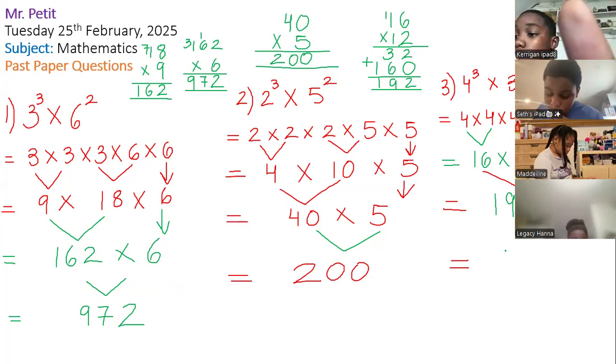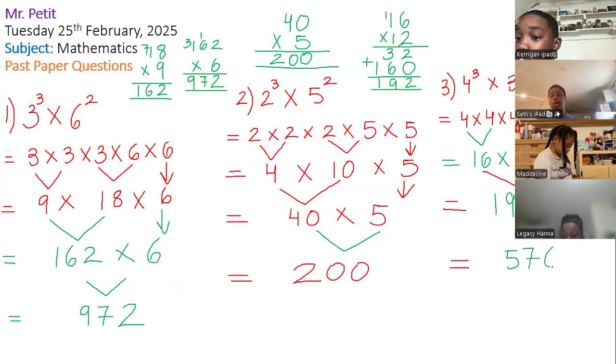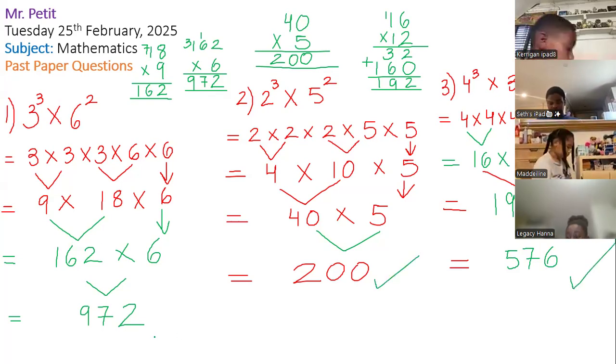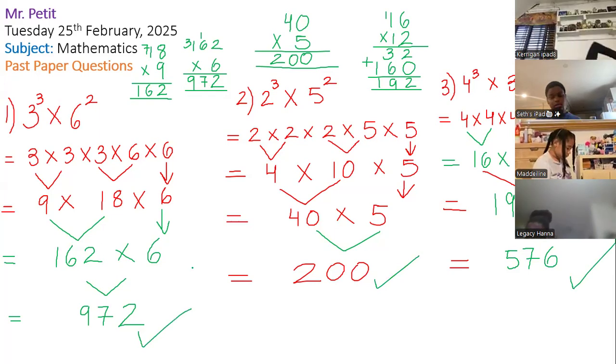So the answer is gonna be 576. I got 576. Anyone else got 576 as well? Excellent. All right, take a picture of your work and send it to me via WhatsApp. Again, take a picture of your work and send it to me via WhatsApp.